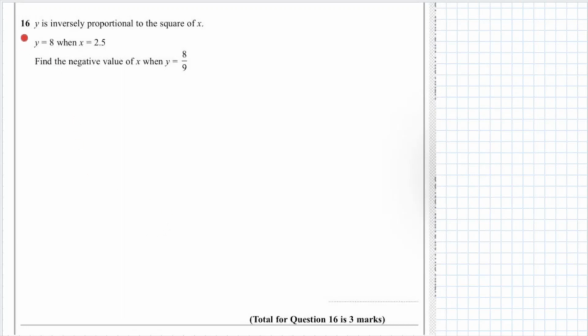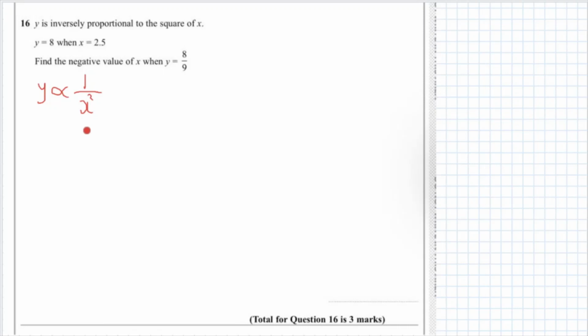Well, here's the solution. Y is inversely proportional to the square of x. So what you do for proportionality exam questions in higher is you begin by writing out your relationship. Y is inversely proportional, so we know it's going to be 1 over x, and we're told it's the square of x, so it's 1 over x squared. Y is directly proportional to 1 over x squared.